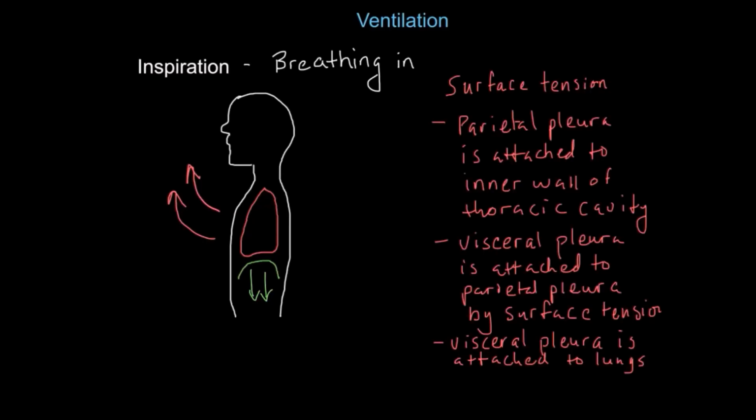As mentioned in a previous lecture, surface tension plays a major role in ventilation. As the thoracic cavity moves, it pulls on the parietal pleura, which is attached to the visceral pleura through surface tension. The visceral pleura then pulls on the lungs, increasing the size of the lungs, therefore increasing the volume of the lungs.